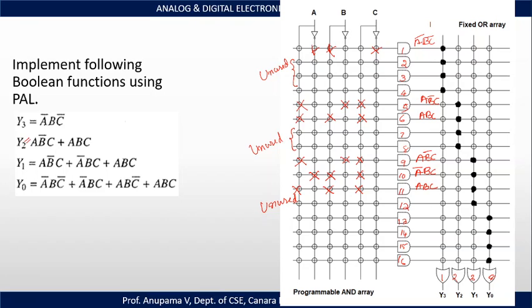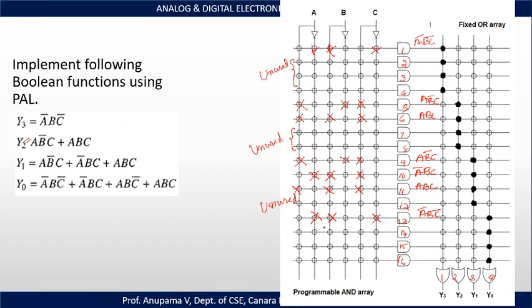Next expression to be implemented is Y naught. So Y naught is equal to A bar B C bar plus A bar B C plus A B C bar plus A B C, which is implemented using OR gate 4. Inputs for OR gate 4 are the outputs of AND gates 13, 14, 15, 16. So term A bar B C bar is implemented using AND gate 13. So draw X mark against A bar B C bar. So the term for AND gate 13 is A bar B C bar.